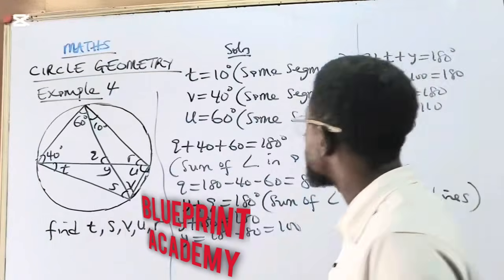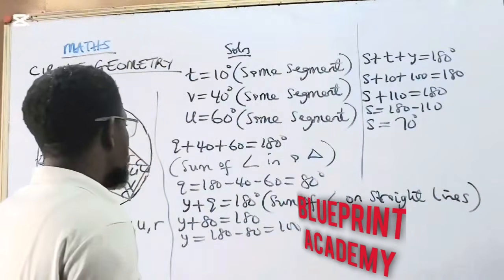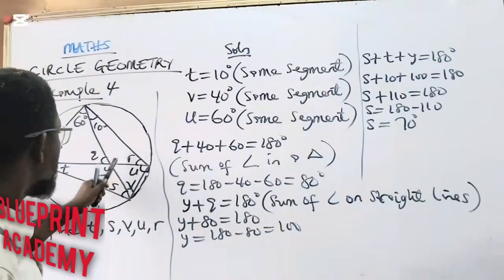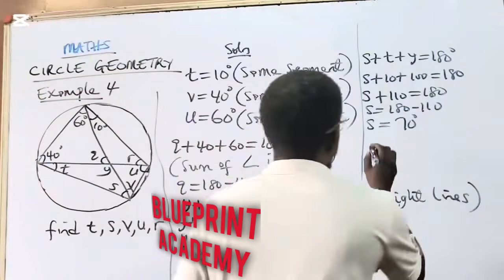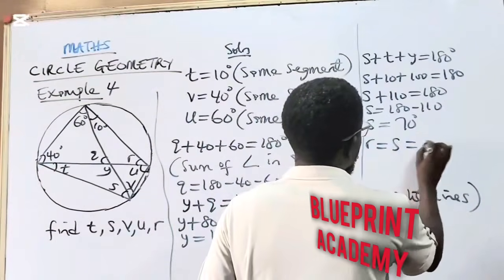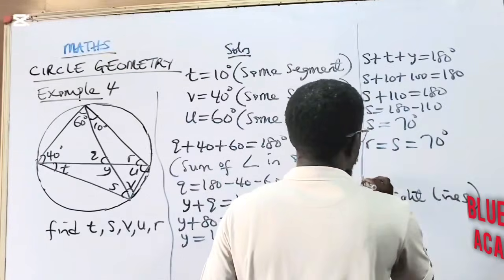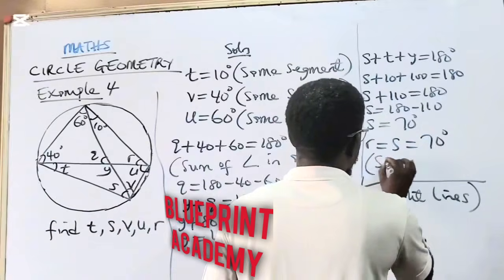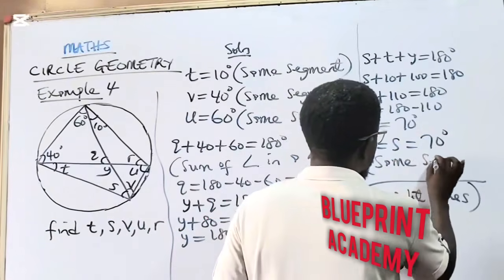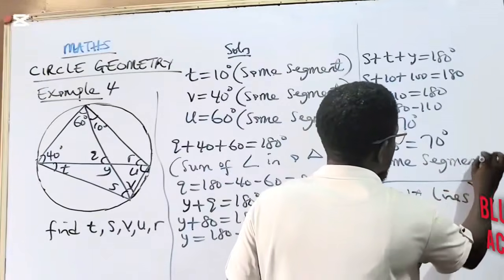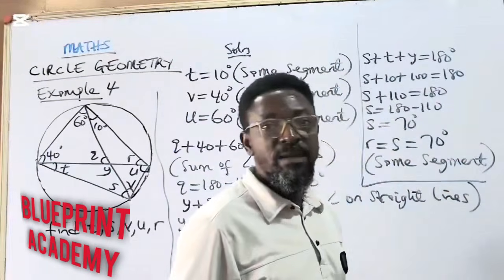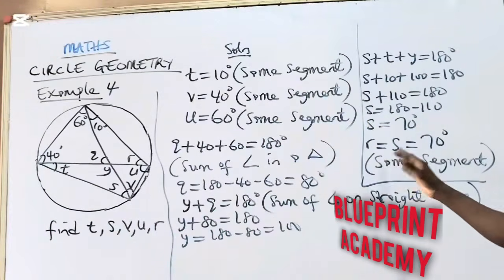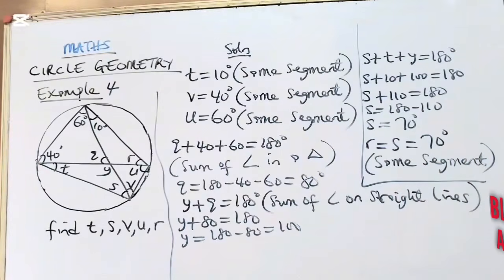So S will give us what? 70 degrees. So now that I've obtained the value of S as 70, R will also be 70, for R and S are in the same segment. Same segment. Angles in the same segment of the circle are equal. So for that, R will be equal to S. That will be equal to what? 70.